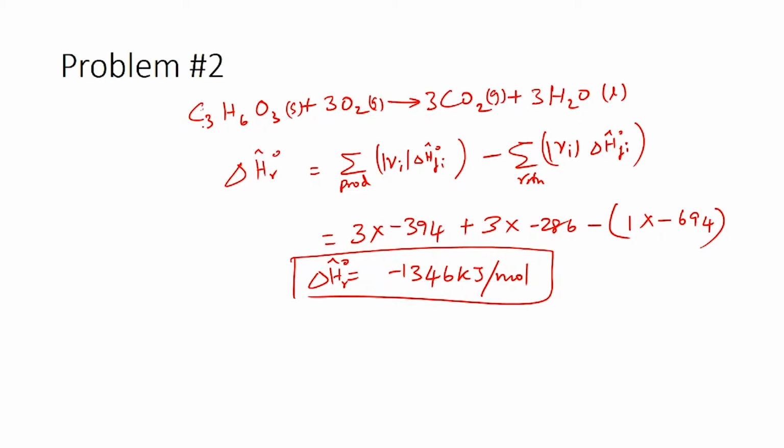In case we have water vapor as the product component, then what would be the heat of combustion? Let us try to calculate that as well. Now, if we were to consider a reaction where water vapor is the product, you would have C3H6O3 plus 3O2 forming 3 CO2 plus 3 H2O. Here it would be a vapor. So, the heat of reaction will have to change to account for this heat of vaporization.